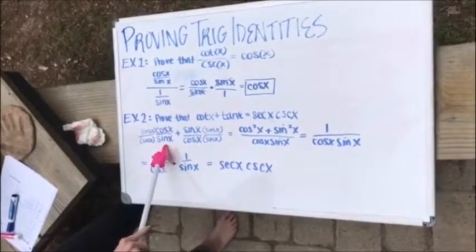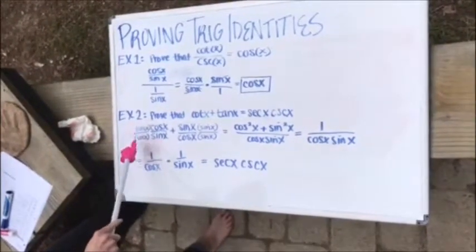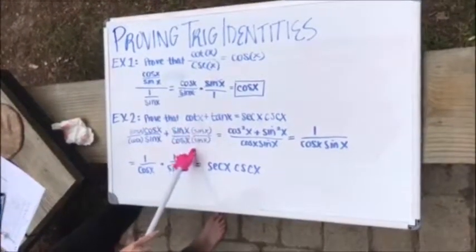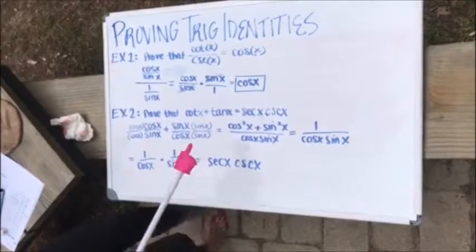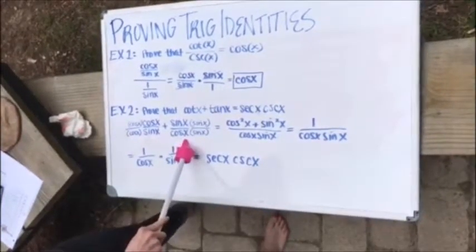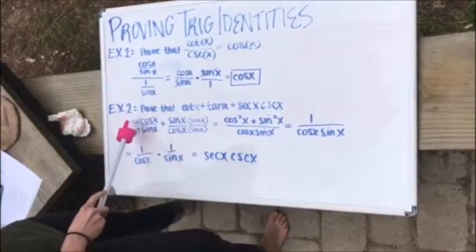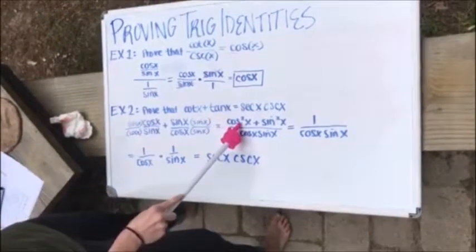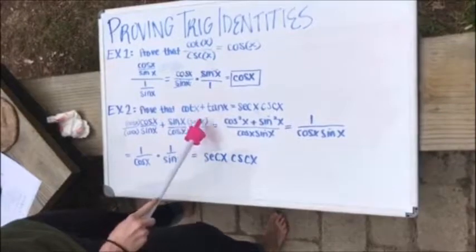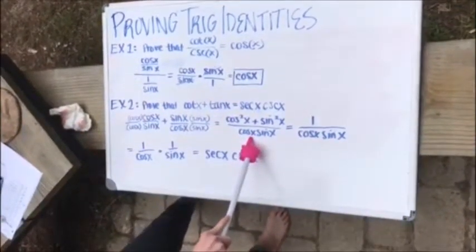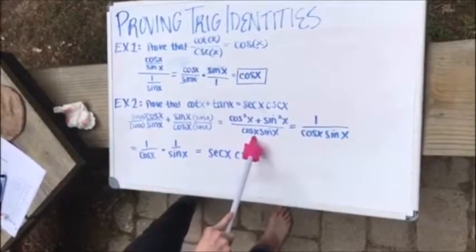And so on the left side, we're going to multiply the top and the bottom by cosine x. And on the right side, we're going to multiply the top and the bottom by sine x over sine x. And so that will get both of these to be cosine x times sine x, so we can combine the top and the bottom. And when you do cosine x times cosine x, you get cosine squared x, and sine x times sine x is sine squared x. And so this will become cosine squared x plus sine squared x over cosine x sine x.